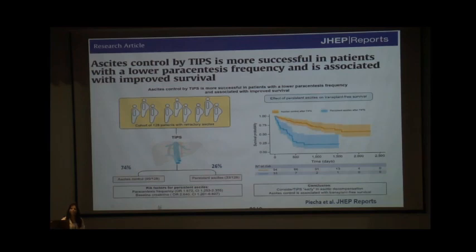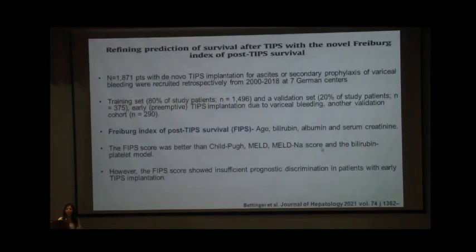And this can also be seen in patients who have already gone into renal dysfunction; they are less likely to respond to TIPS. And you can see here that if you have control of ascites after TIPS, the survival was also better for these patients.